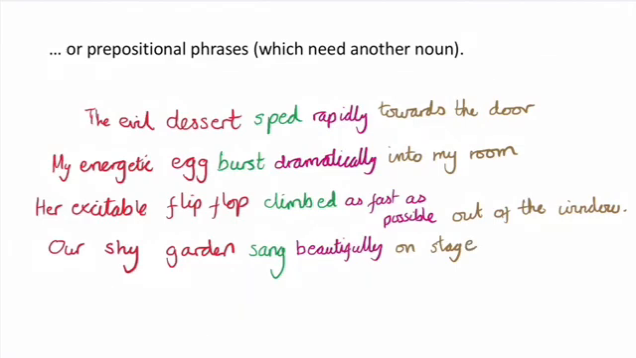Now, I can put punctuation on the end of those now. Full stop, full stop, full stop, and full stop. And I've got 4 lines of my poem. The evil dessert sped rapidly towards the door. My energetic egg burst dramatically into my room. Her excitable flip-flop climbed as fast as possible out of the window. Our shy garden sang beautifully on the stage.